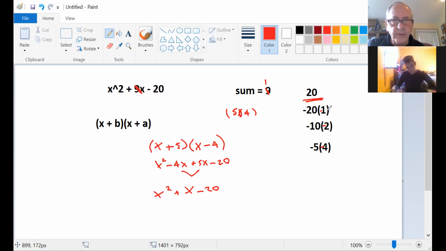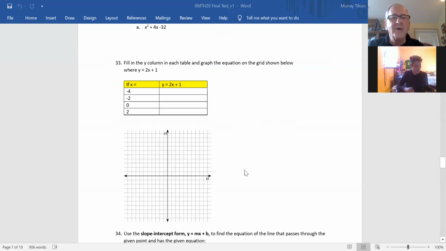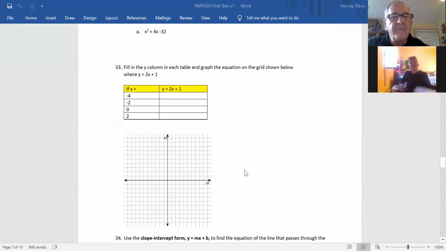Okay, so all I wanted to do is make sure you understood how to get the factors, how to get the sums. What else have I got left here? One bag of tricks here.